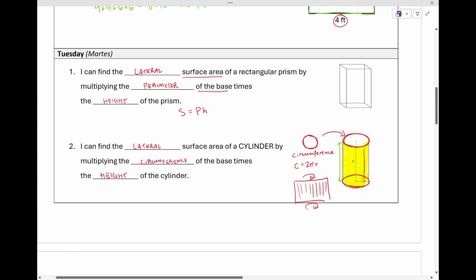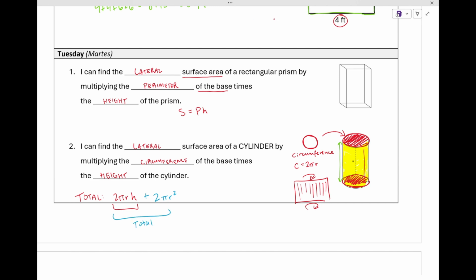For the total surface area, just like with prisms, we have to do the same thing. We got to add those two bases. Add that part and add that part. To do that, right now we have circumference times height, or let me use 2 pi r times your height, h. That's your lateral surface area. To get the total surface area, we've got to add 2 times the area of the circles. Remember the area of a circle, pi r squared. So plus 2 times pi r squared. This will be your total surface area. But for just lateral, you get just that part.